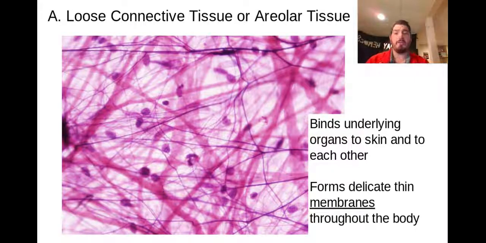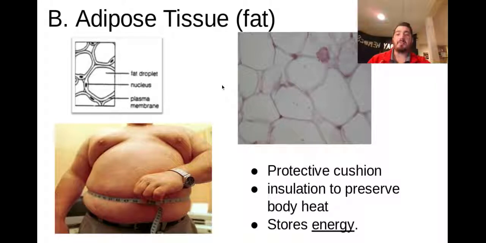As you'll see as we get into organ systems, and really when we dive into the cats, internally there's all sorts of different thin membranes. And those membranes are made up of that loose connective tissue, making thin membranes that bind stuff together. All right, our next one, adipose tissue, aka fat. It's a protective cushion, and we know fat provides insulation, stores body heat, and stores energy.